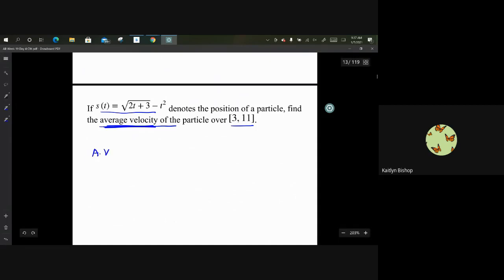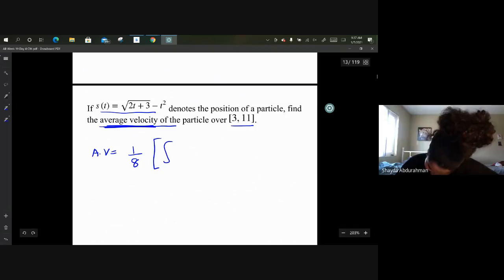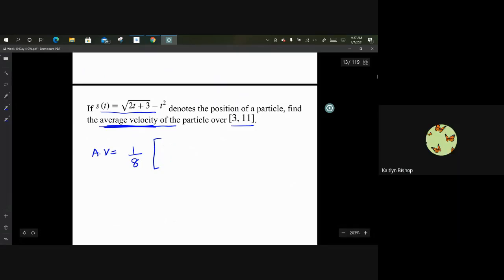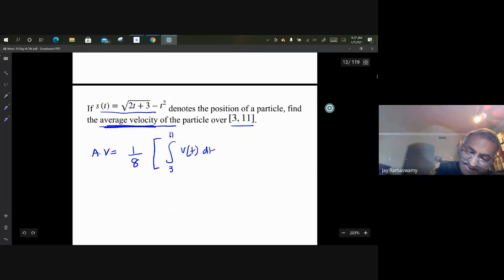AV equals 1/7, 1/8, sorry. Continue. 1/8 bracket integral, lower limit 3, upper limit 11, v of t dt. Again, it says average velocity. Very good, Ms. Bishop. Interpret literally.